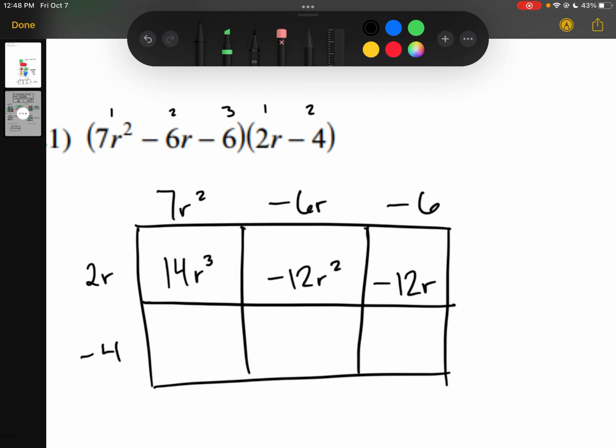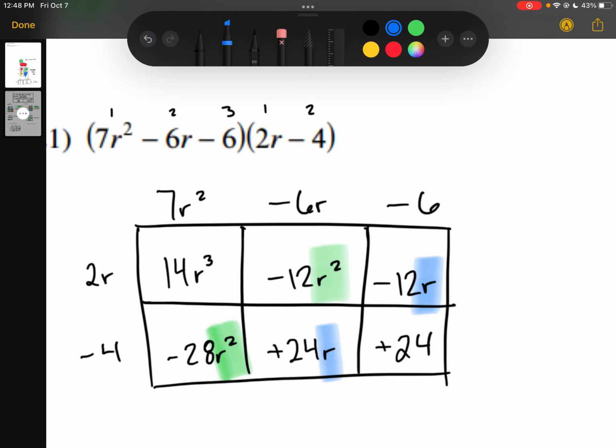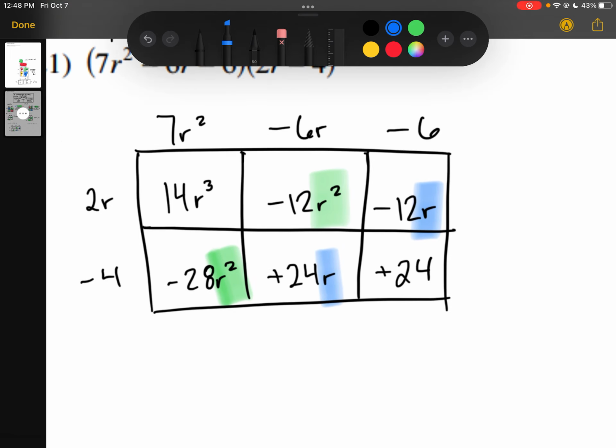So down on the bottom here, minus 4 now times our 7r squared, minus 4 times negative 6r, and then minus 4 times negative 6. So looking for terms that have the exact same variable. Remember, not just the letter, but also the same power must match. So like terms get added up. If it's not a like term, we just copy it straight down.